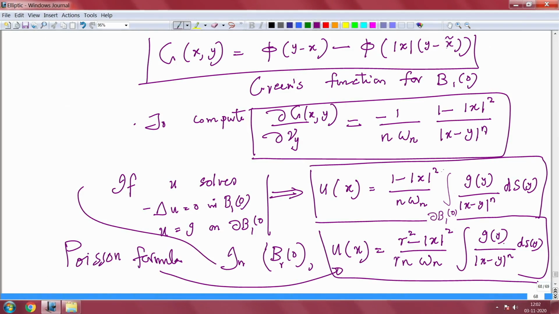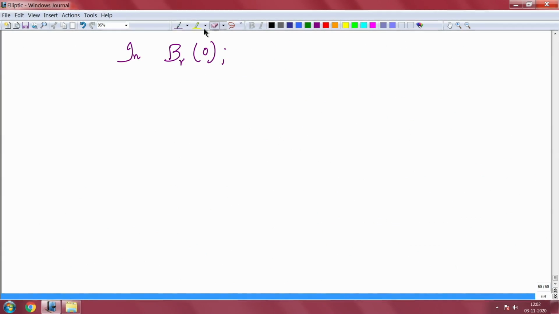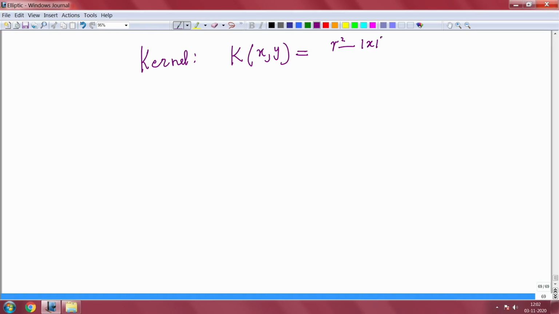So, that is the Poisson formula, and you do not need this. You have the kernel in general, k of x, y, equal to r square minus mod x square by n omega n r times mod x minus y power n. So, that is the Poisson kernel. Okay, so you have your Poisson kernel.